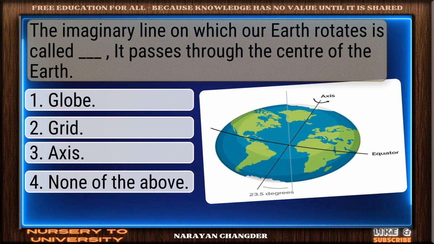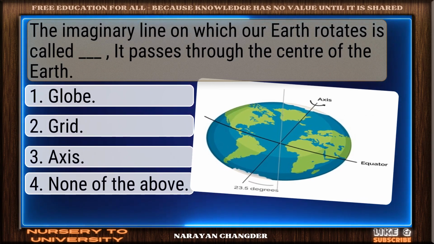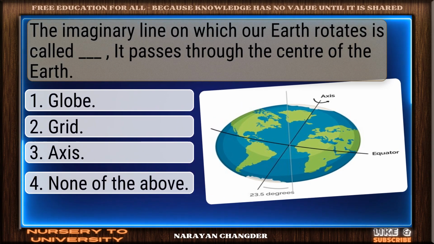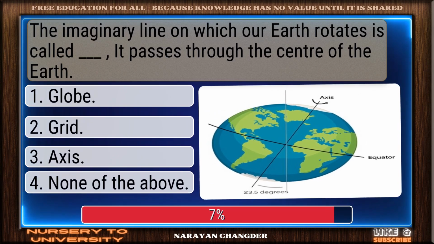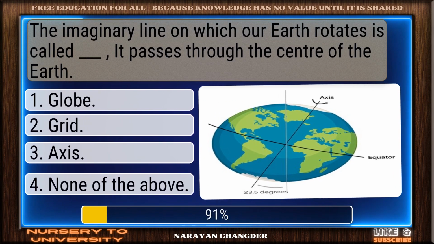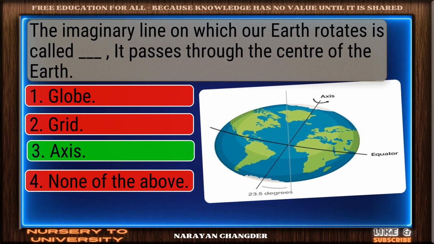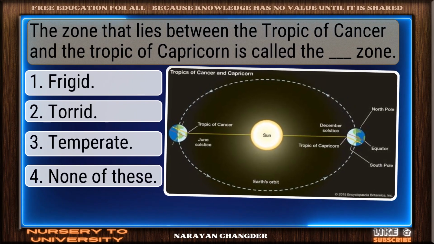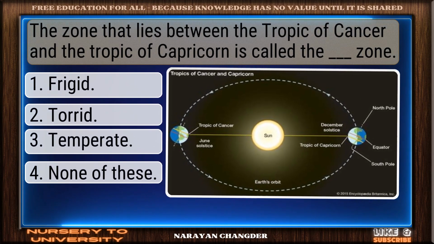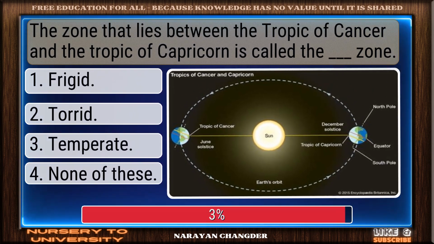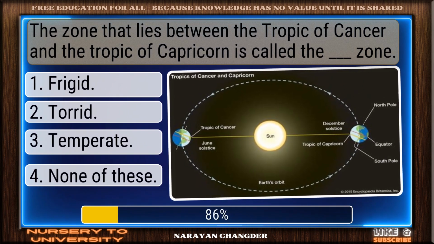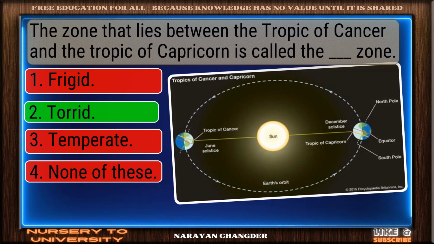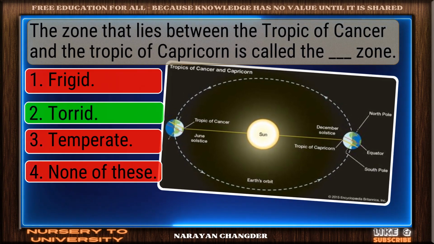The imaginary line on which our Earth rotates is called dash. It passes through the center of the Earth. Strong choice. Axis is the right answer. The zone that lies between the Tropic of Cancer and the Tropic of Capricorn is called the dash zone. Good thinking. Torrid is the right answer.